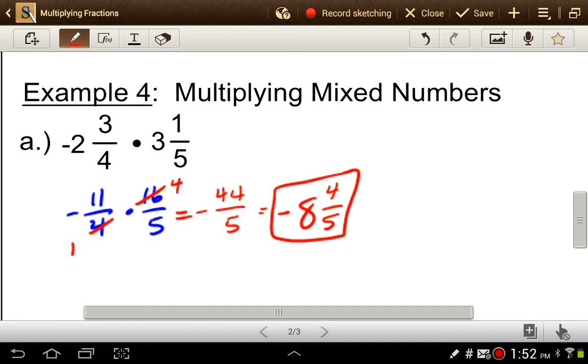You can see clearly on this one that I cannot do negative 2 times 3 is negative 6, 3 times 1 is 3, 4 times 5 is 20. That does not equal the same answer, so you cannot do that. You have to turn them into improper fractions. Okay, I'm going to move on to my next example. If you need to pause, go back to my blue pen here real quick.